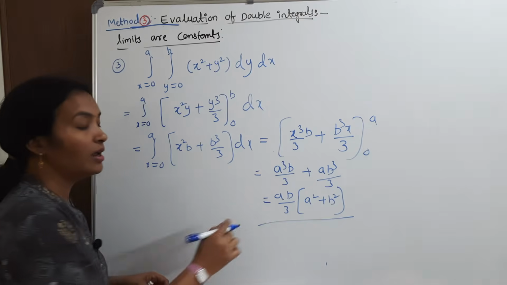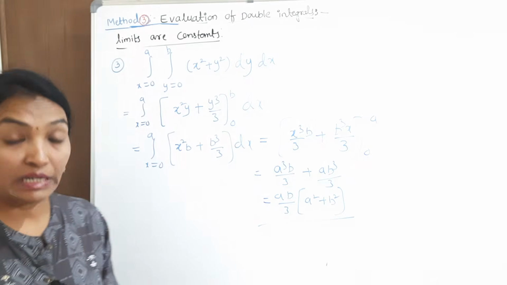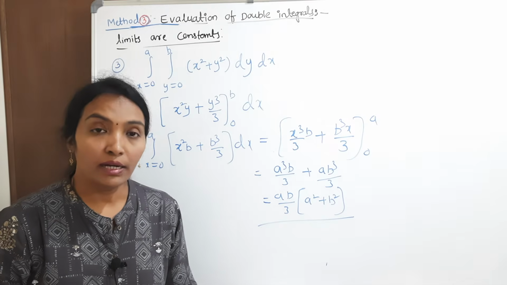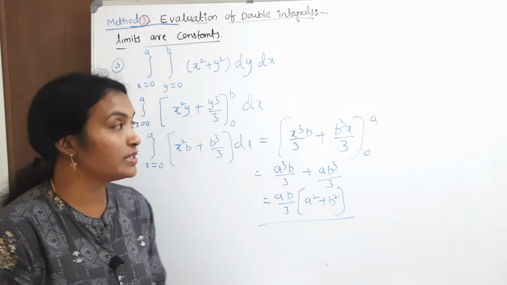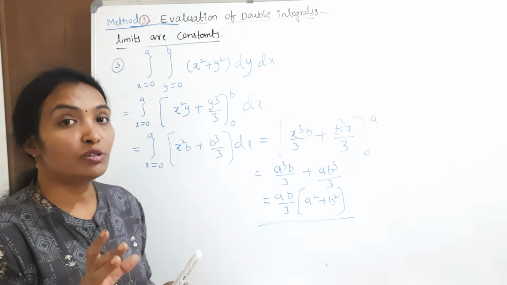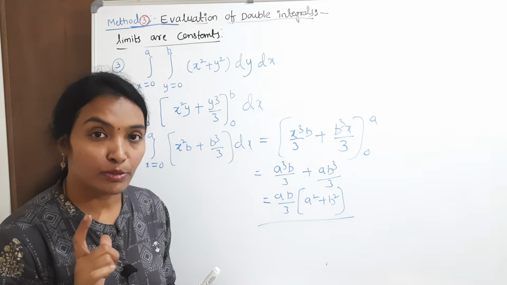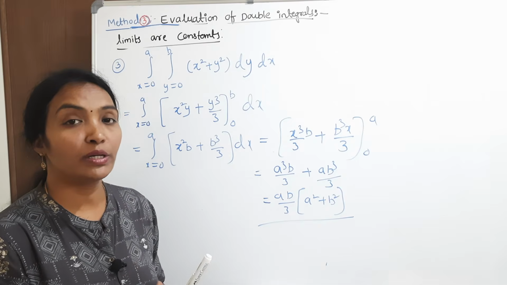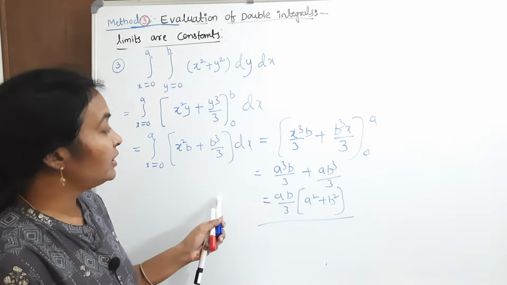This is the answer. Okay, so far our concept is: if the limits are variable, of the two given limits, if the first limit is in terms of y, you need to integrate with respect to x. If the limits are in terms of x, you need to integrate with respect to y. Then after that constant limits.